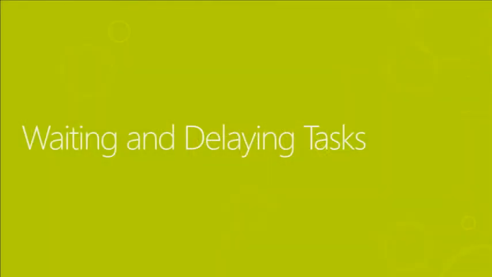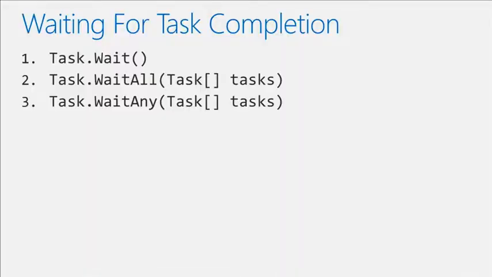And we're actually going to get to that right now. On waiting for tasks to complete and using tasks to delay operation of other code. If you need to wait for tasks to complete, you can either just call the wait method, or you can pass in an array of tasks that you want to wait for all of them to complete or any one of them to complete.